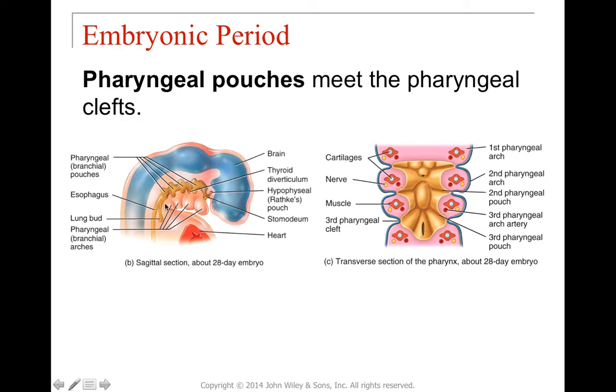So if we're doing a transverse section here through the pharynx, you can see that each one of these little pouches has everything you need to be able to create everything you need, right? Cartilage, nerves, muscles, and so each of these arches are going to eventually become the pharynx itself.